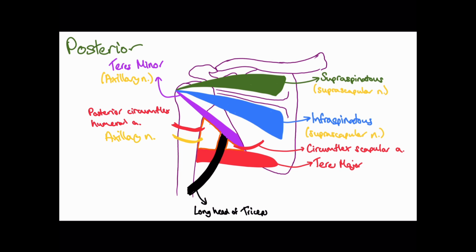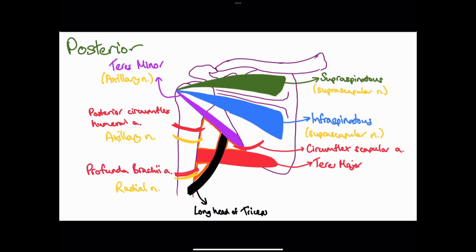The final space is the lower triangular space, which is formed by teres major, the long head of triceps, and the humerus. Here, the radial nerve and the profunda brachii artery travel.